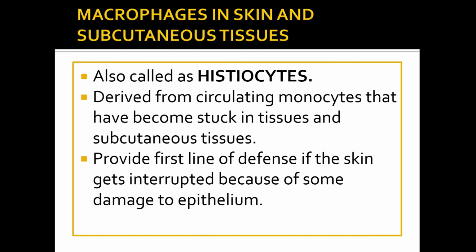And then we have macrophages in the skin and subcutaneous tissues. These are also known as histiocytes, derived from circulating monocytes that have become stuck in the tissues and subcutaneous tissues, and they provide the first line of defense of the skin. This is associated with the skin, when the skin gets interrupted because of some damage to the epithelium.